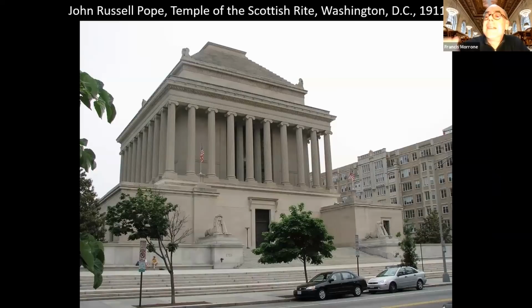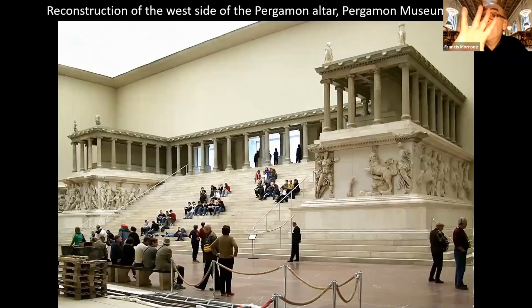And the Mausoleum of Halicarnassus was the model for John Russell Pope's Temple of the Scottish Rite in Washington, D.C. But this, everybody, even more than the Mausoleum at Halicarnassus, this is what I call an altar. This is the Pergamon altar in the Pergamon Museum in Berlin.